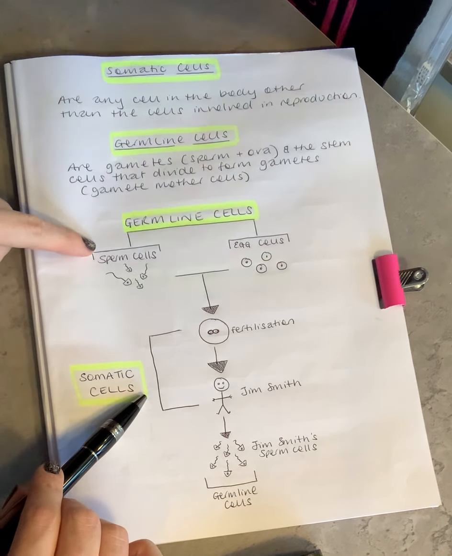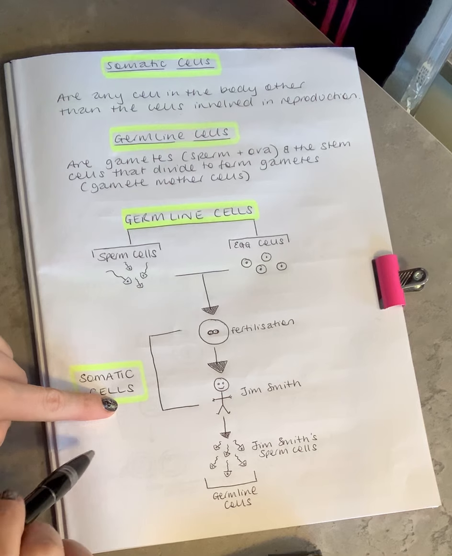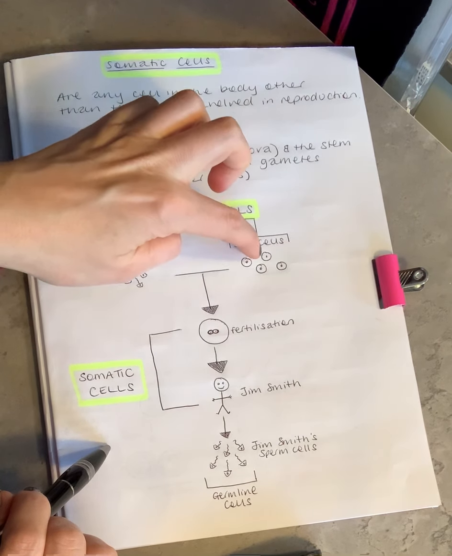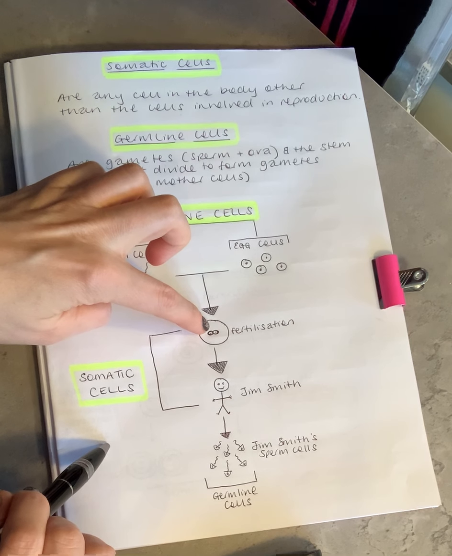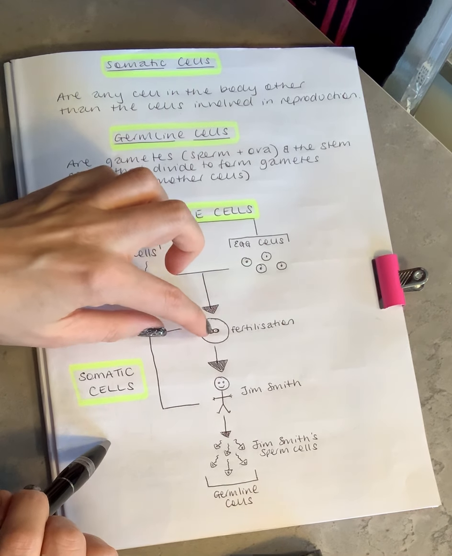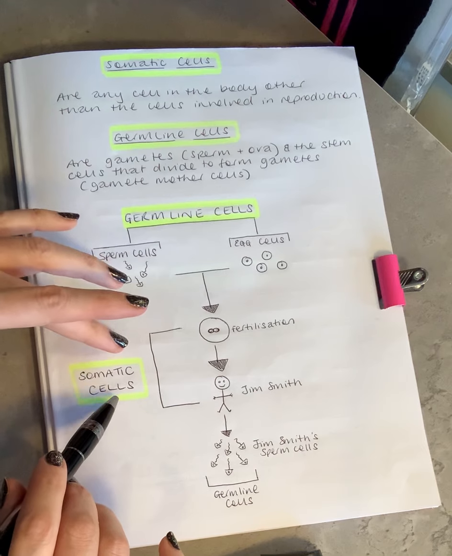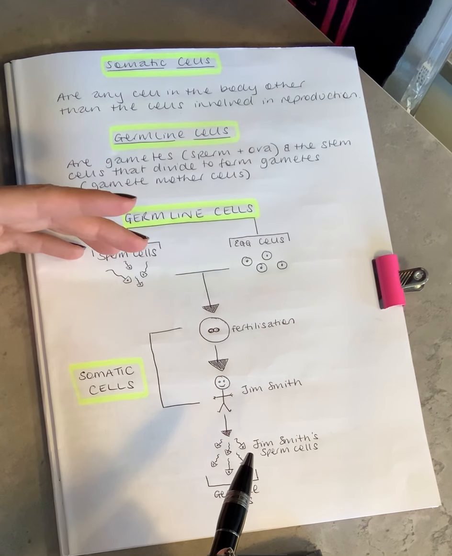So the whole idea here is that here is our germline cell, here are our sperm cells and here are our egg cells, okay? And essentially we're going from what's classed as a germline cell to a somatic cell. So this sperm cell is going to meet this egg cell and it's going to fertilise, okay? And during fertilisation, it is going to go from being an embryo to a fetus to a newborn baby, okay?